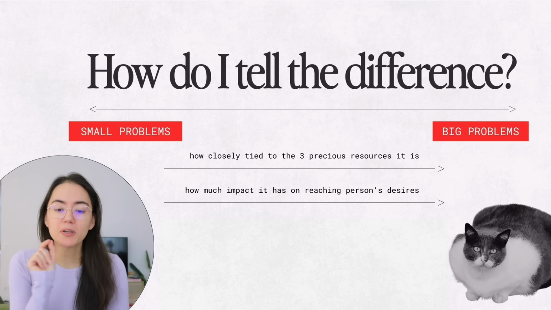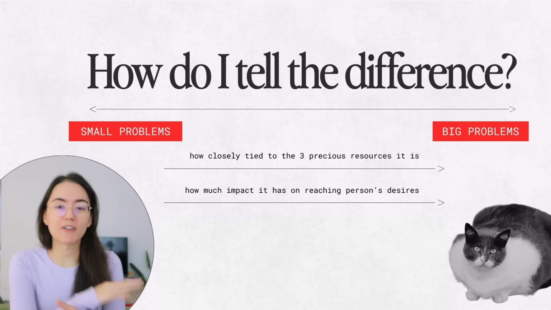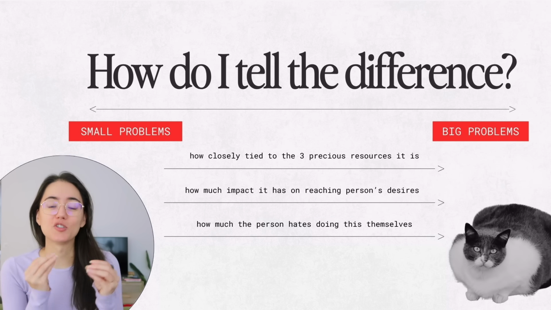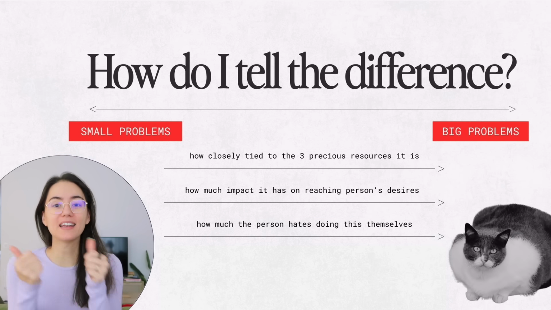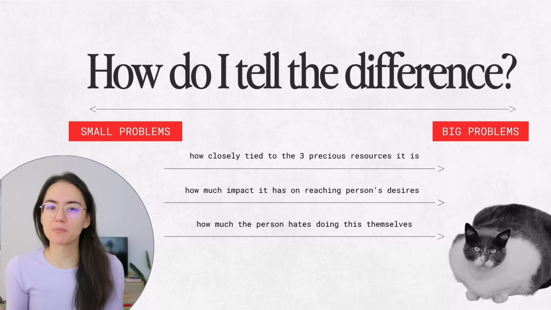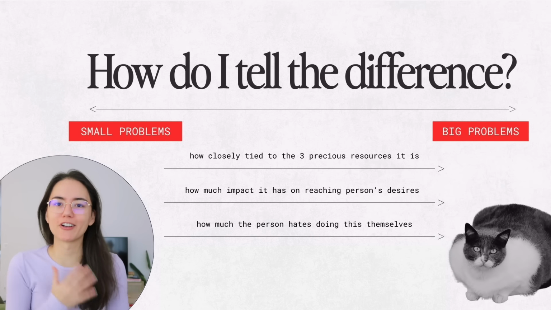and they are already sparse on time. Second, how much impact it has on reaching someone's desires, their core deep desires, whatever their big dream is. The closer it is to that desire, the bigger of a problem you're solving for them. Third, how much the person hates doing this themselves. The more they hate it, the bigger of a problem you're solving, right? Because it's not really a problem if this person's like, well, I don't actually need help, I'm good to just Google and figure it out and do it on my own.